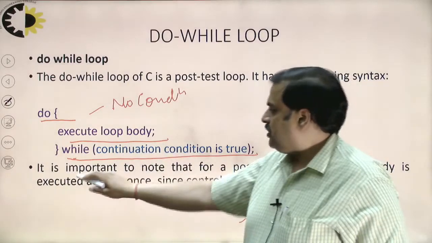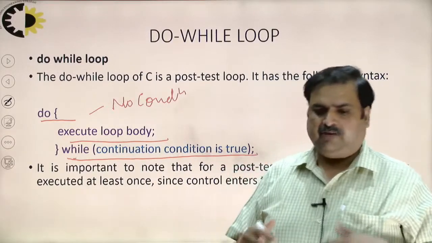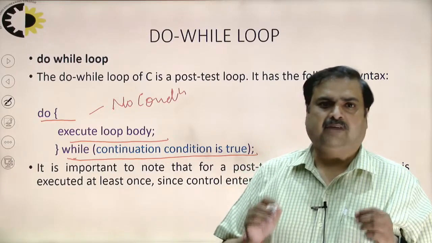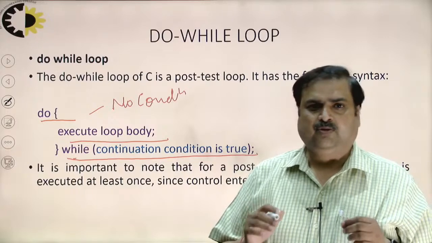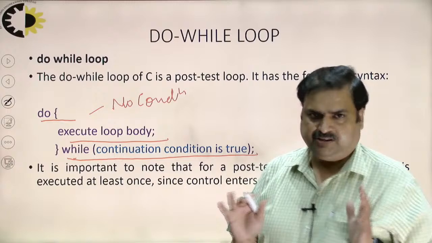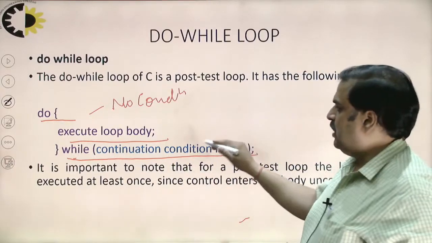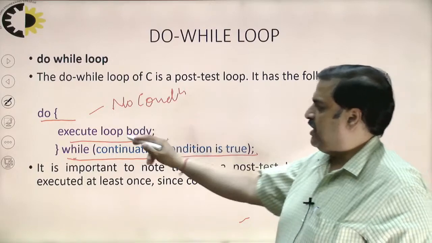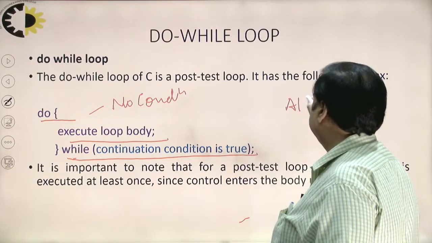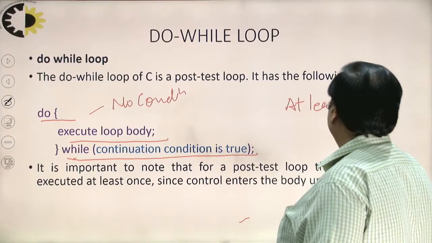So in case of this kind of statement, what is compulsory or what will happen? Can anybody tell? In case of an exit control loop, the loop will be executed at least once in any situation. So this is the difference between while and do while loop. In case of do while, the loop will be executed at least once.